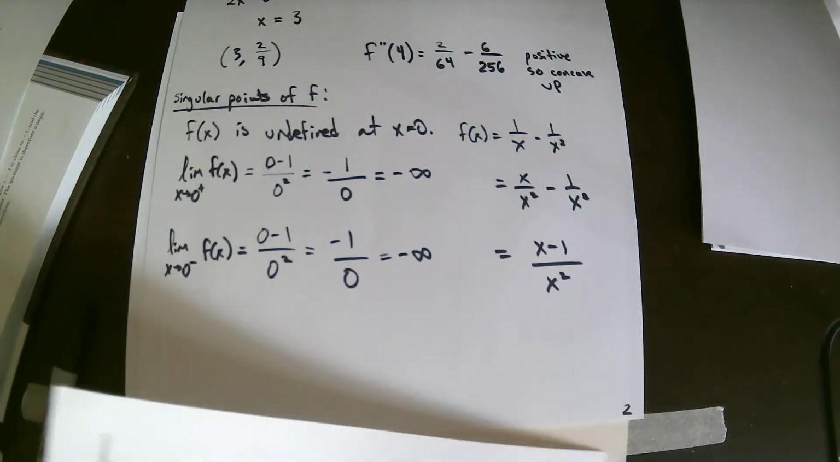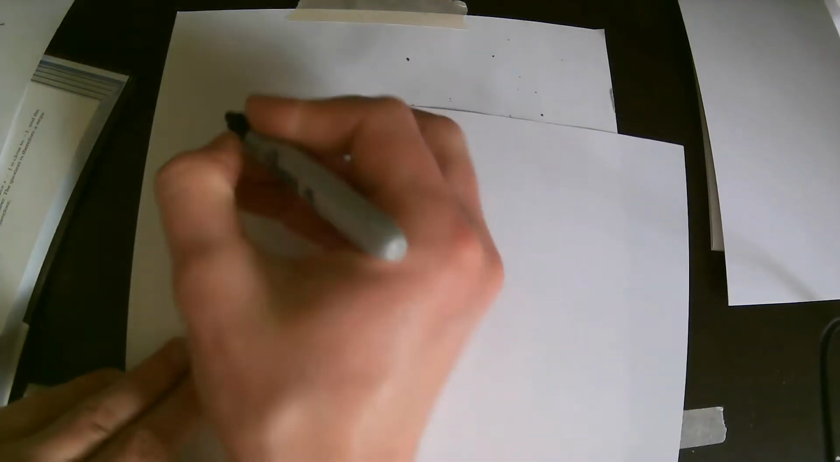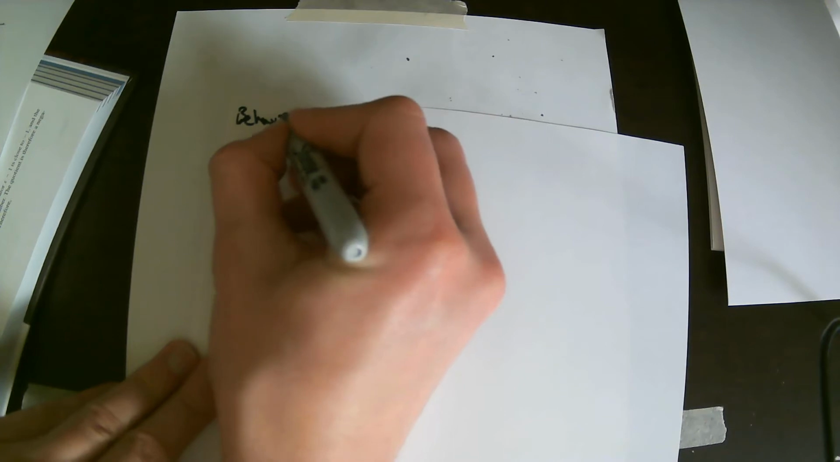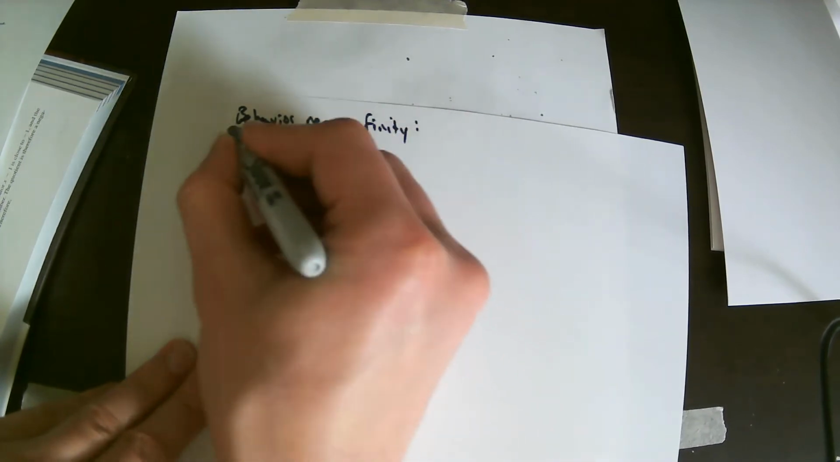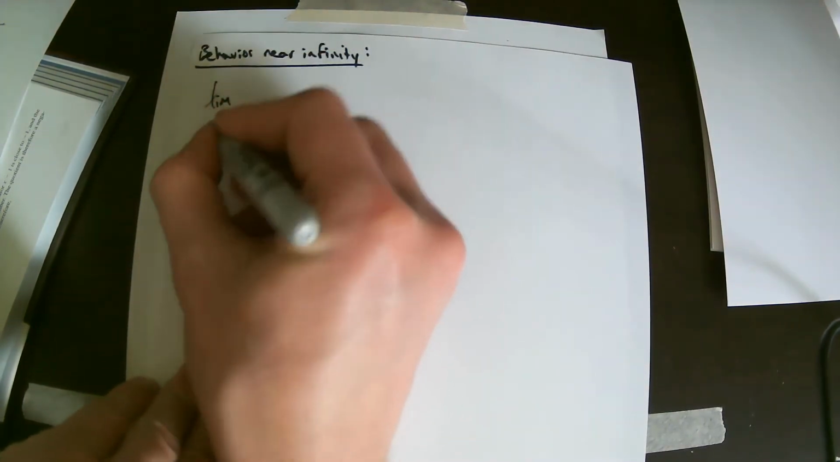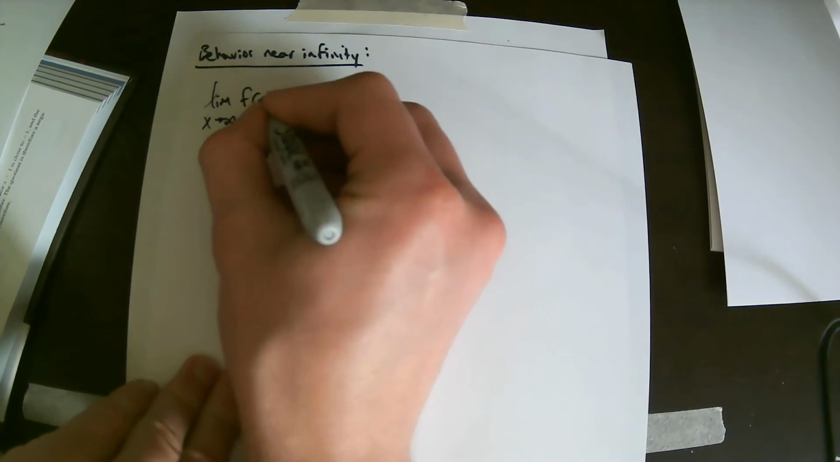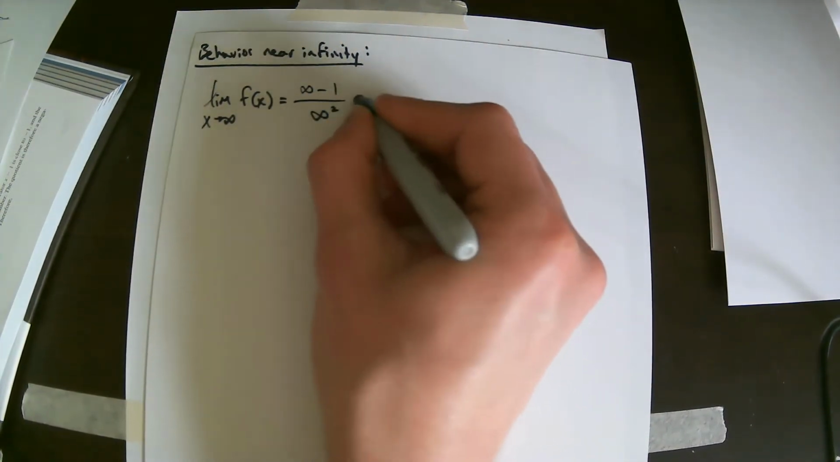Alright, finally, last thing is to look at that behavior near infinity, well, as x tends to infinity. I don't have enough room here. Behavior near infinity. I'm going to say limit as x tends to infinity of f of x. That's going to be using the same setup for f of x that I had last time. Infinity minus 1 over infinity squared.